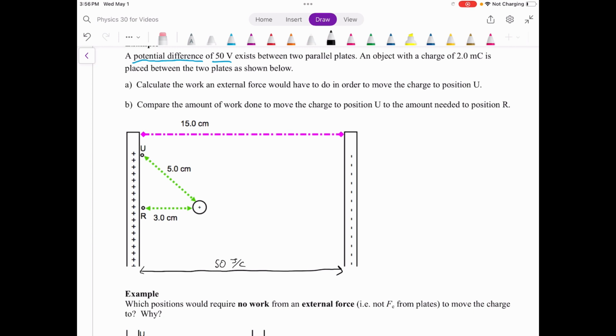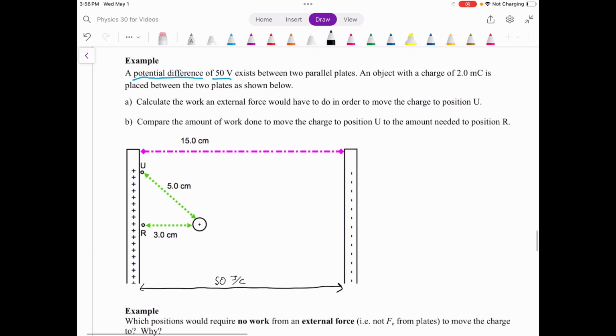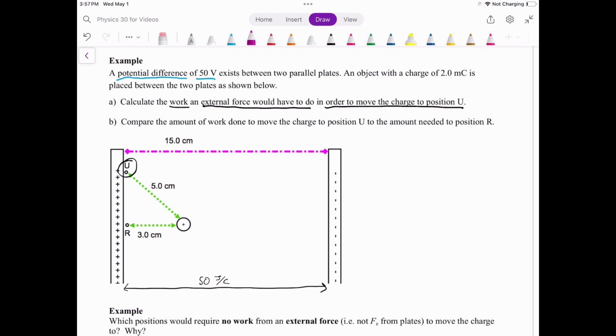Okay. Now we're being asked to calculate the work an external force would have to do in order to move the charge to position U. So there is position U right there. All right, so this is an interesting one because what part of moving it from here to here is actually changing its energy? Because remember, the work done is just how much we change its energy by, right? Work is the change in energy.